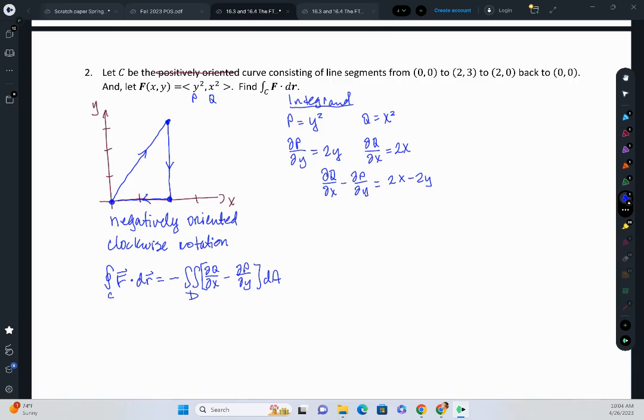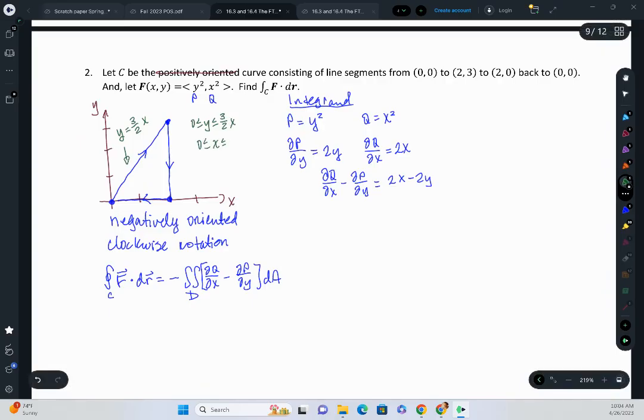All right, and then we've got to figure out our bounds as well. It looks like the line that connects 0, 0 to 2, 3 has a y-intercept of 0 and a slope of 3/2. So this is y equals 3/2 x. And then everything else is constant in there. So we can get our bounds. We have y going from 0 up to 3/2 x, while x is going from 0 over to 2.